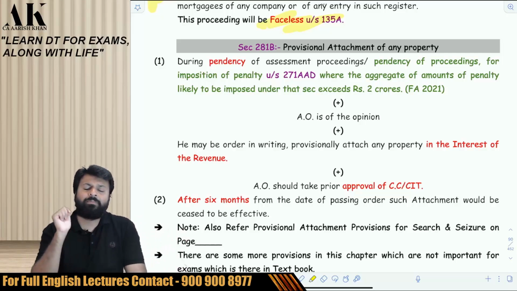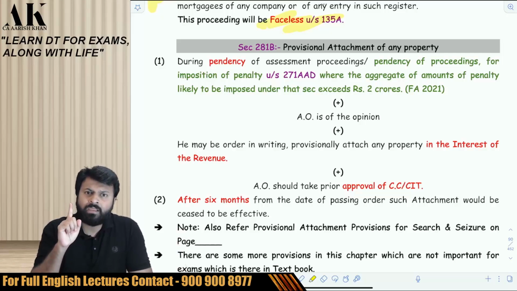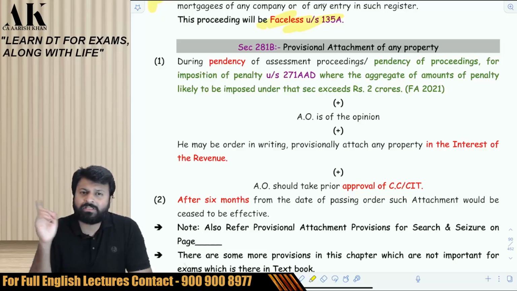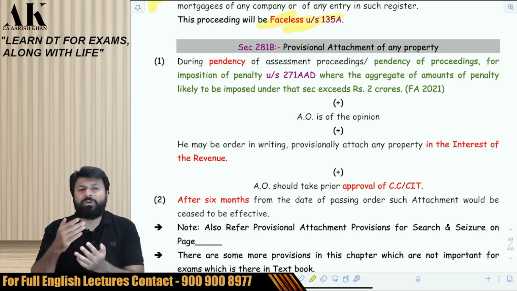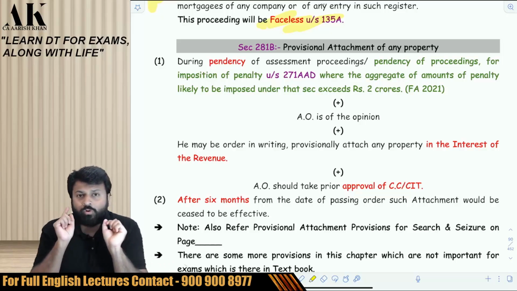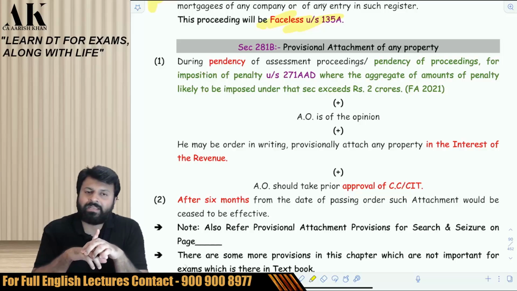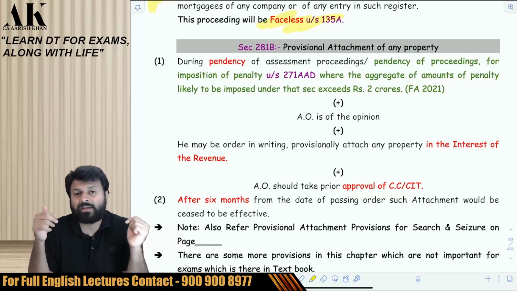That is also amended by Finance Act 2021. During the penalty proceedings, which is covered under 271 AAD, we will talk about in the chapter penalty. During the penalty proceedings under section 271 AAD, where the aggregate penalty likely to be imposed is more than 2 crore. So only one penalty is covered, that is 271 AAD. That too, if the aggregate penalty is likely to be more than 2 crore.